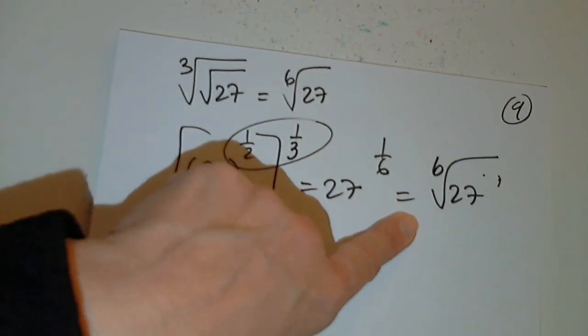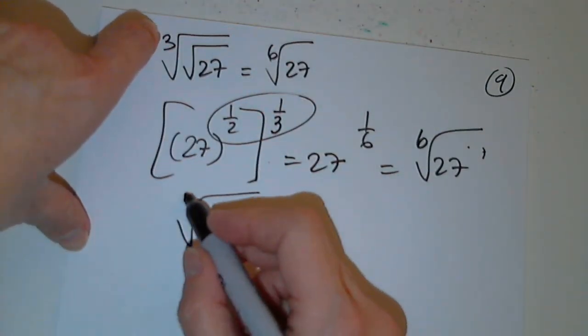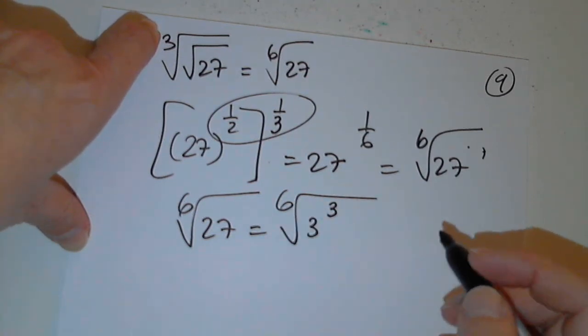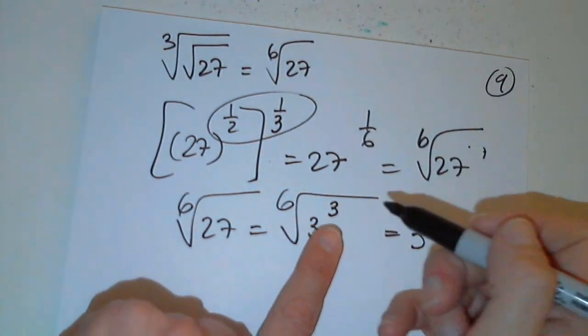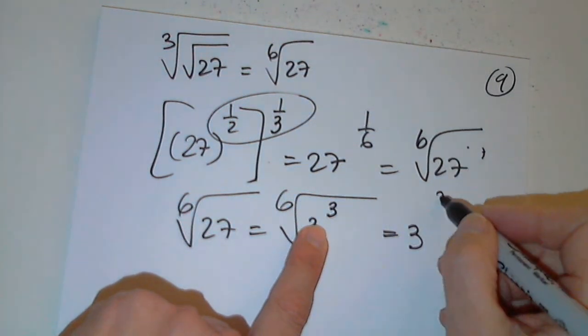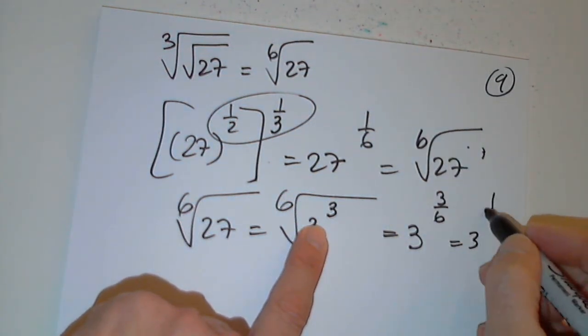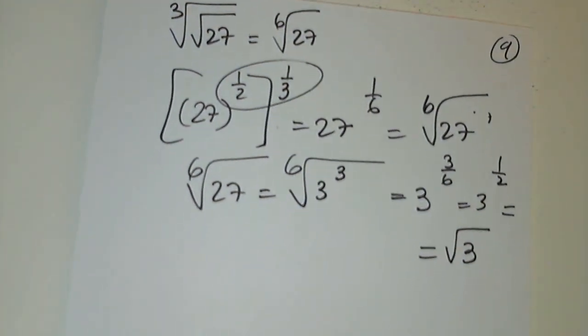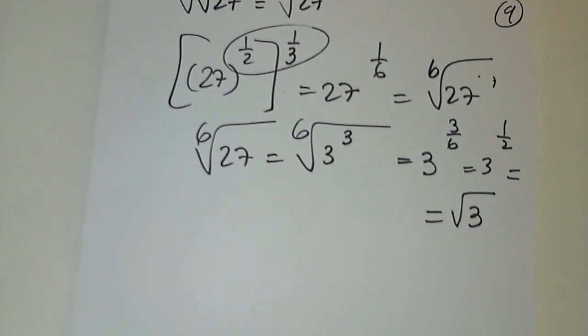Now, how do I simplify this? I have the 6th root of 27, which is the 6th root of 3 to the 3rd. I copy 3, and now the power is 3/6. 3/6 is 1/2, which changes into the square root of 3. Is that better? Yeah. Perfect. Thank you.